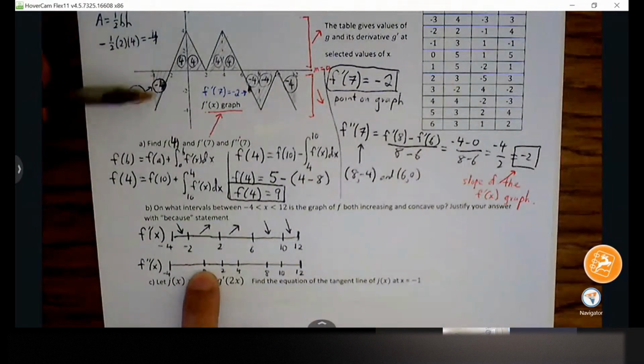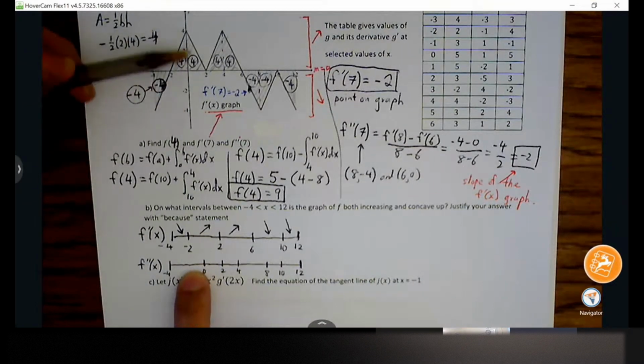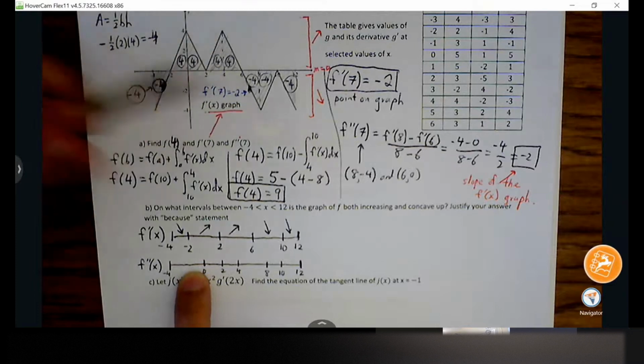We just follow the slope. Whenever we see positive slope, that's going to correspond with concave up on the original graph. And they're just going to keep alternating, right? Concave up, concave down, concave up, concave down.